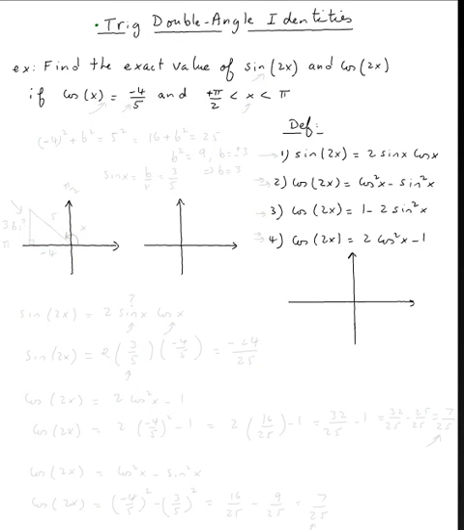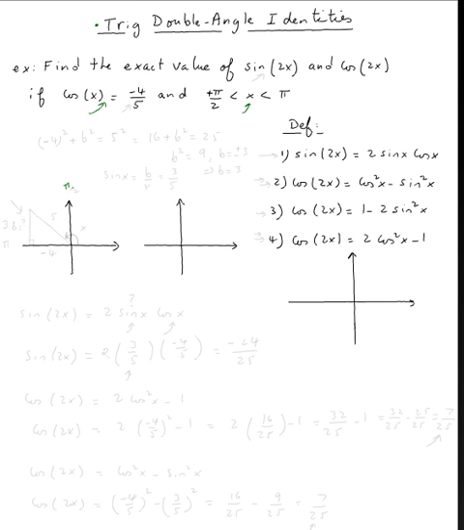The topic is trig double angle identities. So it's double angle trigonometric identities. So let's do this example. Find the exact value of sine of 2x and cosine of 2x if cosine of x is equal to negative 4 over 5 and the angle x is between pi over 2 and pi.